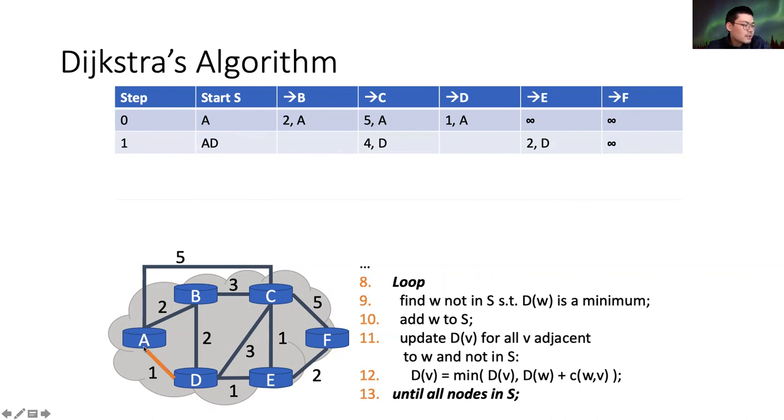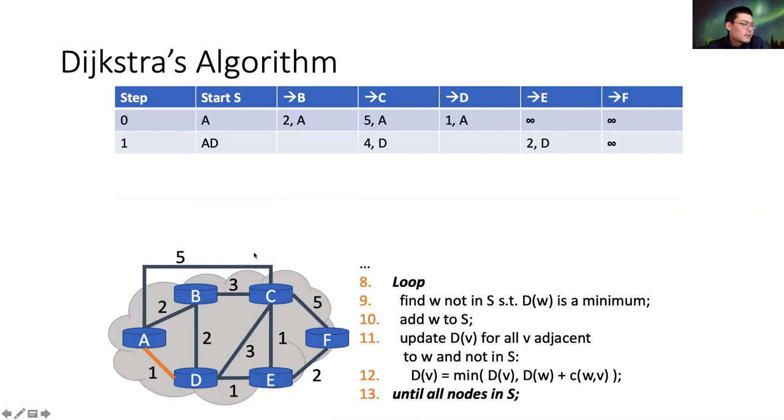find the shortest path. So it's AD, this is the first shortest one. AB and AC are longer, 2 and 5. So the next shortest one is AD. So we will put D into the finalized distance. A to D is finalized.